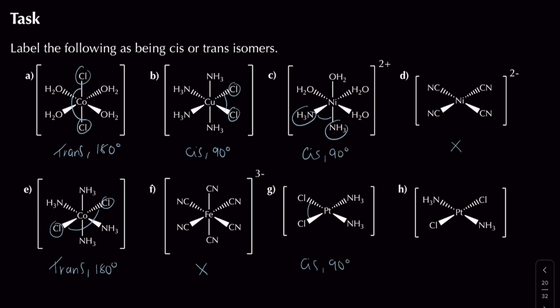Then looking at H over here, I can see my chlorines are going to be 180 degrees. You could look at it in terms of ammonia as well, but we know this one's going to be trans. The reason is that the two of the same ligand are going to be 180 degrees from each other.